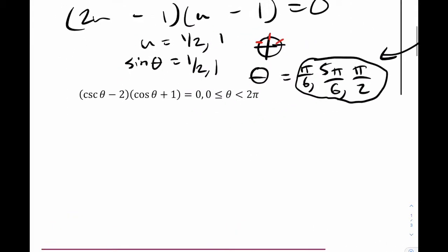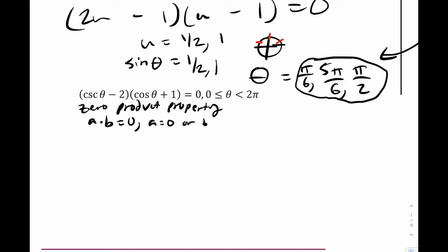If you look at this, a lot of people want to multiply this out. Do not do that. It's already factored. So what we're going to do is just use our zero product property. Now you might not have heard of this, or you might not even know you're using it. The zero product property says that if A times B equals 0, then A must be 0 or B must be 0.